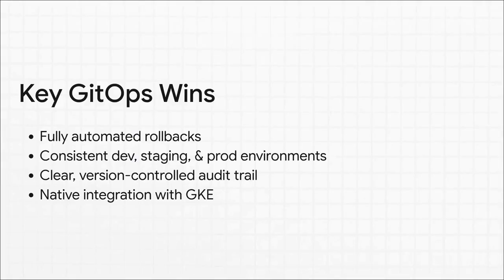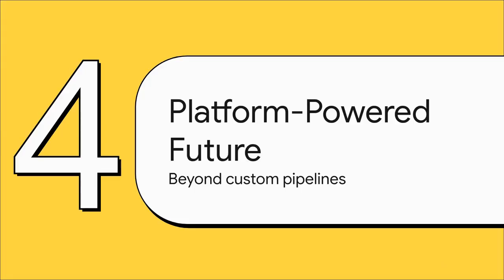Now, to make all this GitOps magic happen, the team started using Google Cloud Deploy. And the wins were just huge. Rollbacks were now totally automated and stress-free. For the first time, dev, staging, and prod were actually consistent. The audit trail was crystal clear right there in Git, and the whole thing just worked seamlessly with Google Kubernetes Engine. So at this point, the pipeline is automated, it's reliable, we're done, right? Well, there's one final amazing step in this evolution. It's moving to what we can call a platform-powered future. And this is all about shifting the team's focus away from building pipelines to just using them.